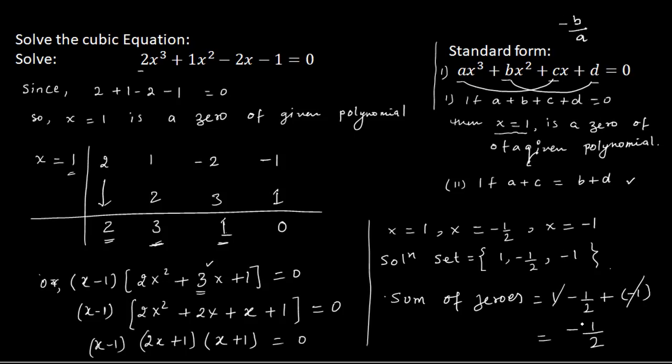So here, negative 1 is the coefficient of x square. So negative 1 upon 2 is negative coefficient of x square upon the coefficient of x cube. So our solution is right, and the solution set is 1, negative half, and negative 1. And the factors of the given polynomial are x minus 1, 2x plus 1, and x plus 1. Let us see a few more examples to understand it better.